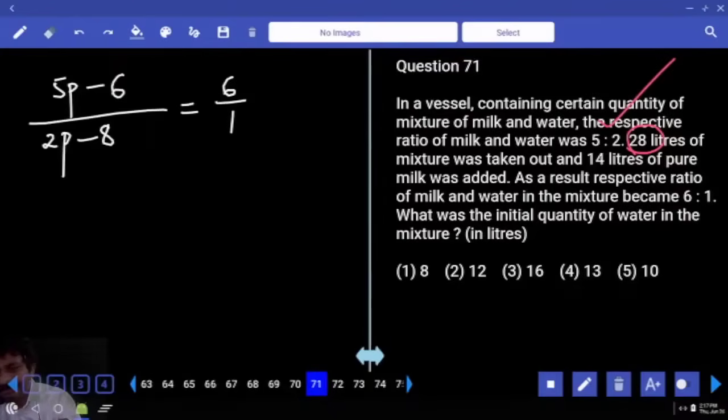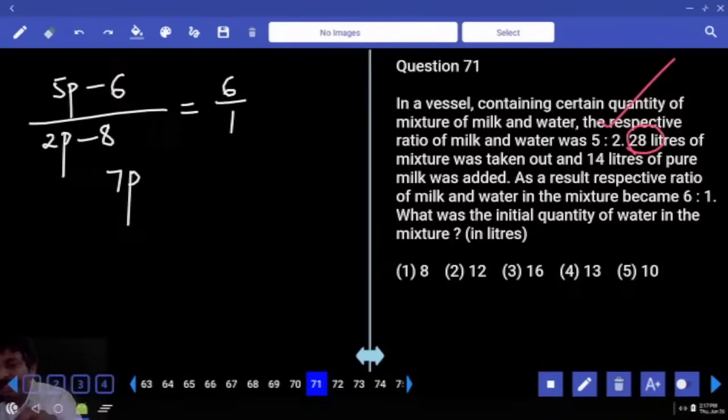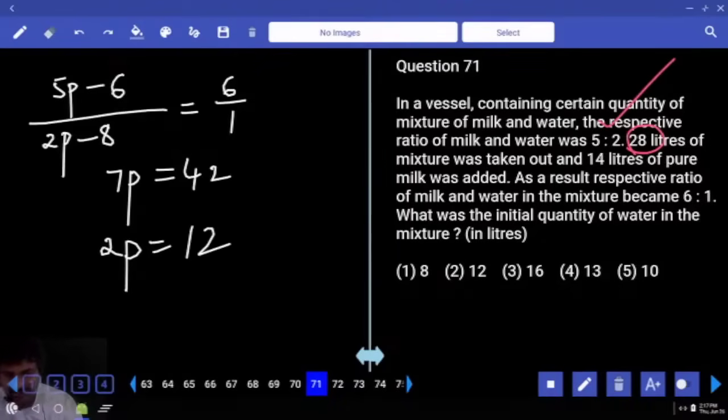Cross multiplication, 5 parts into 1. 2 parts into 6. Difference 7 parts. Minus 8 into 6. 48. Minus 6 goes to the other side, plus 6. 42. So that means 7 parts is equal to 42. And the question is about 2 parts, right? 7 how many times is 42? Then 2 into 6. 12 liters of initial water we have.